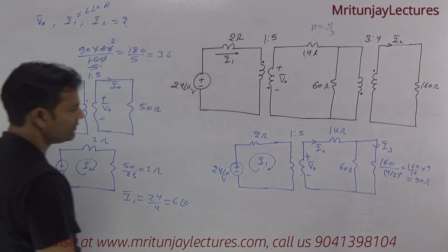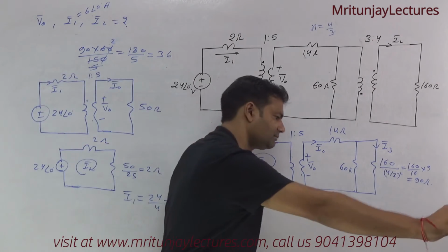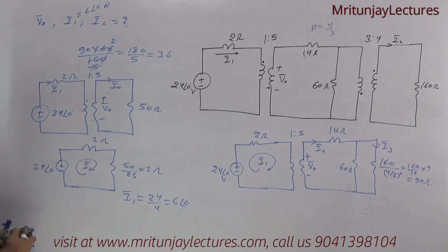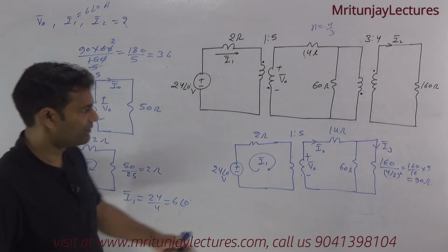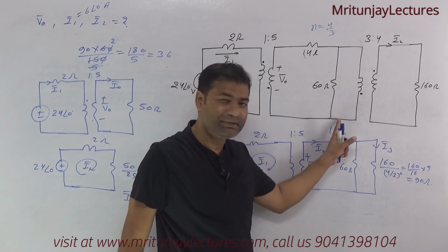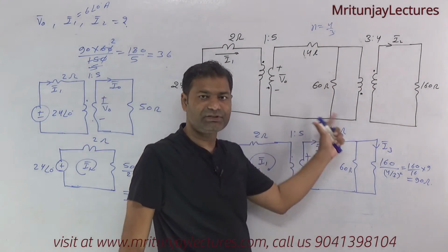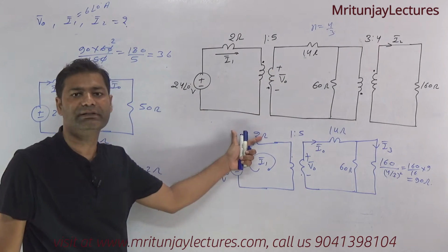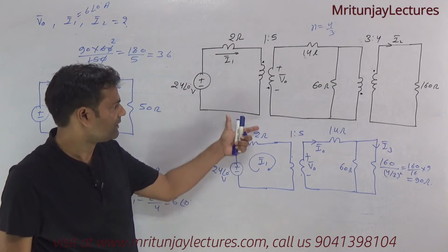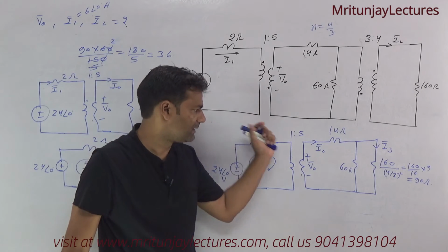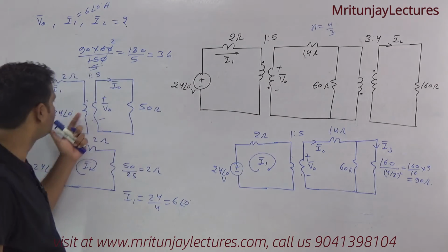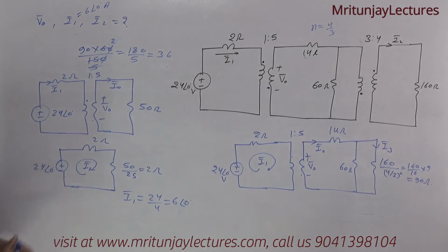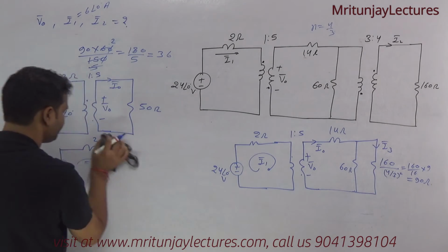Now I1 is clear. How to get it? First of all, this one is converted to the primary side. After that, this combination is again converted to the primary side. Finally, everything is on the primary side, and after that we got I1.